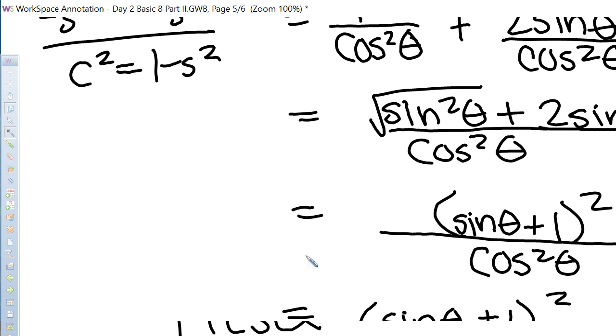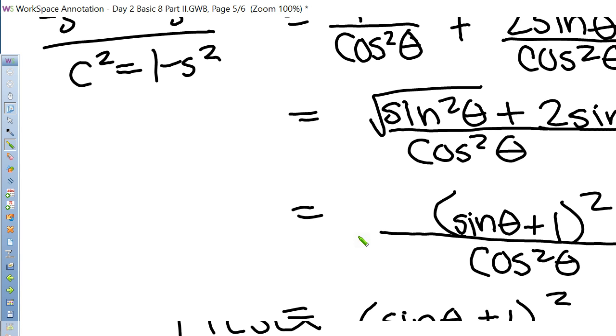So instead of cosine squared, what can I put? 1 minus sine squared of theta. But do we want 1 minus sine squared of theta in the denominator? What do we want? 1 minus sine of theta. And do we want sine of theta plus 1 squared in the numerator? We only want one of those factors. So that means we have to have something cancel in both the numerator and in the denominator. So we need to factor further.